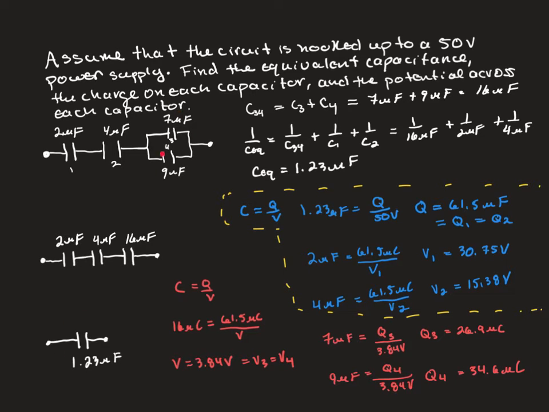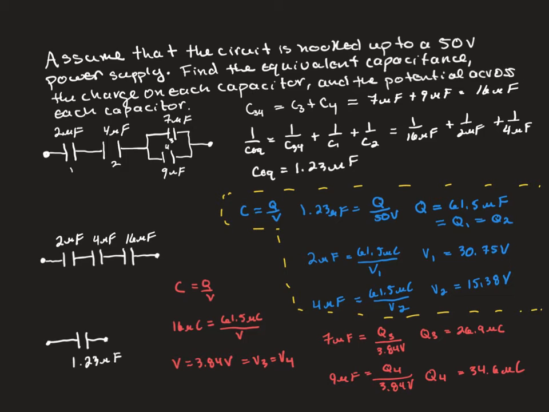So since these two are in parallel, I'm going to add the 7 and the 9 together to get 16. So that gives me this relationship here. And then I have a 2, a 4, and a 16 in series with each other. So I'll do 1 over 16 plus 1 over 2 plus 1 over 4, and then take the inverse to get 1.23 microfarads.